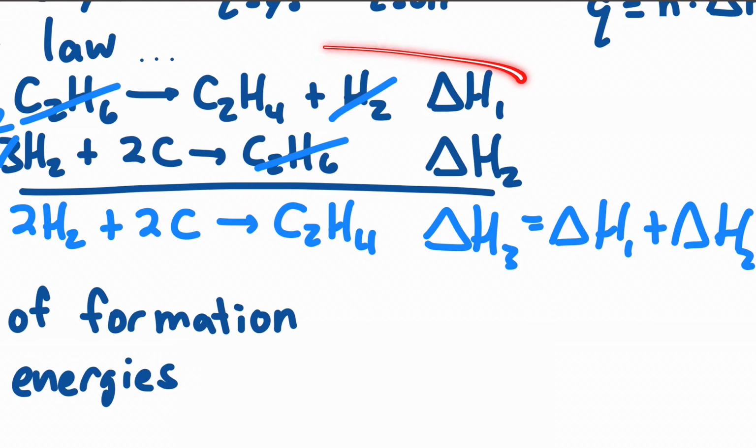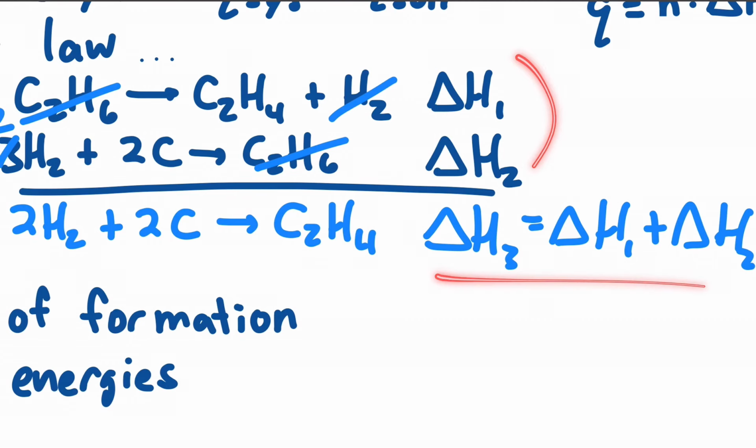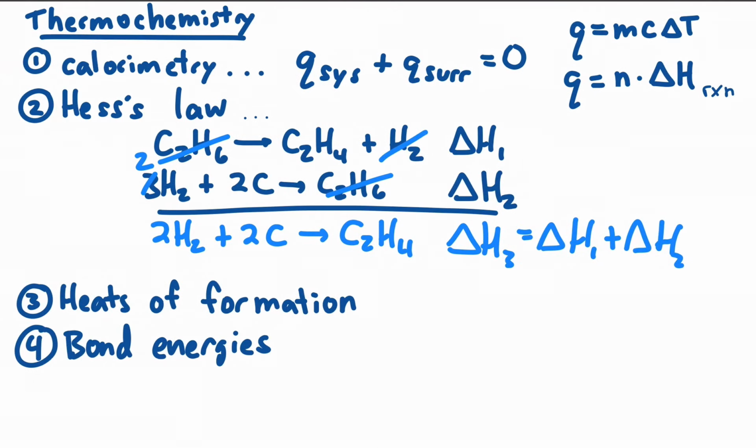Sometimes you need to manipulate the reference reaction by maybe reversing it, which means negating its delta H, or multiplying everything by some coefficient, and then you multiply delta H by that same factor. But then you can add them together to get your net delta H. That's how Hess's law works.